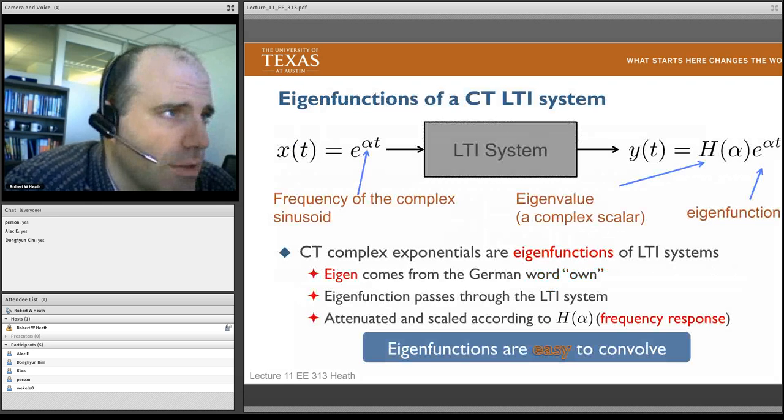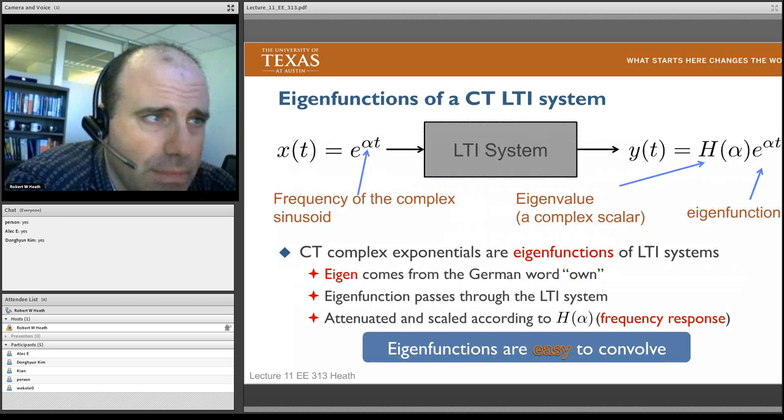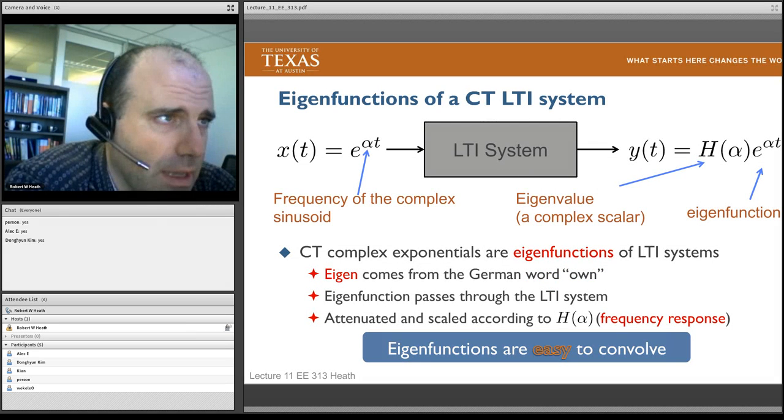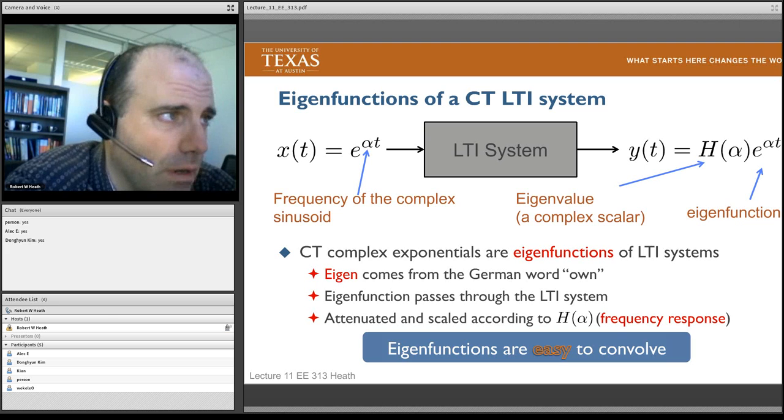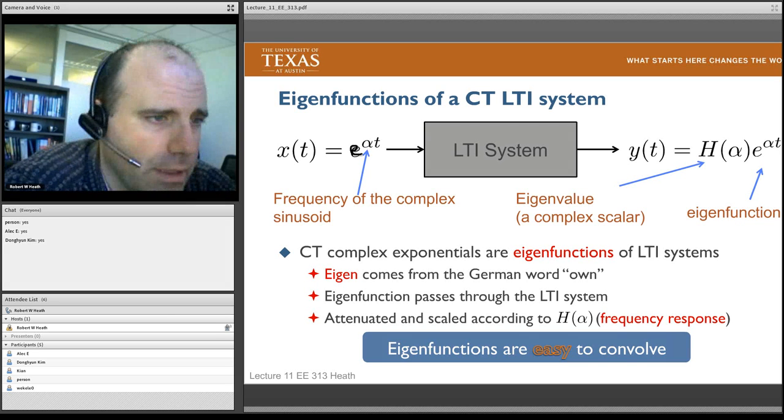So in eigenfunctions, let's first of all look at continuous time LTI systems. It turns out that the eigenfunctions of a continuous time LTI system are complex sinusoids, where the input is e to the alpha t, where alpha is some complex number. Note that there's no unit step function here, so this is an infinite duration complex sinusoid.